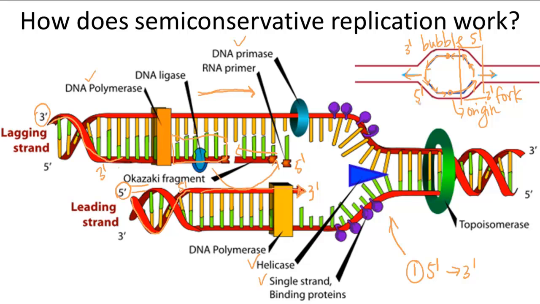The strand that's synthesized through Okazaki fragments is known as the lagging strand because it's always slightly slower than the other strand. And the other strand is called the leading strand, which smoothly synthesizes from the 5' to the 3'.